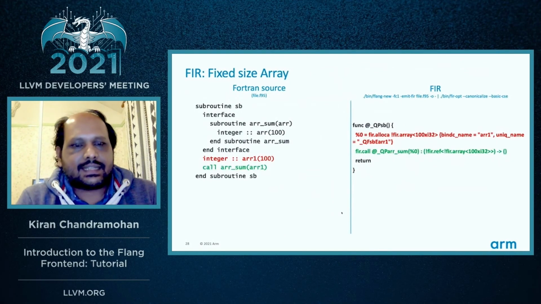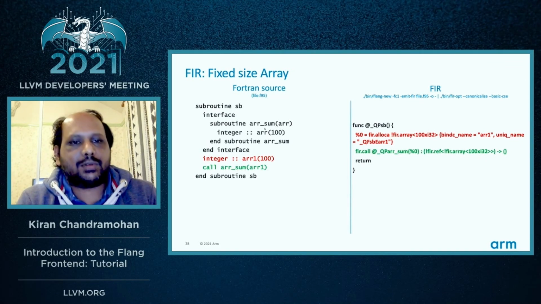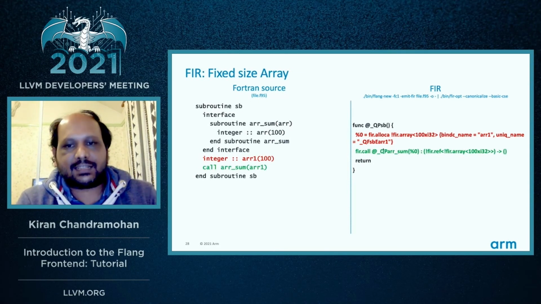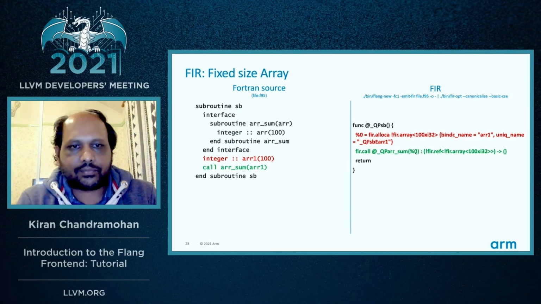What I have on the left-hand side is a subroutine called SB. It's calling a subroutine called arr_sum internally, and the arr_sum subroutine expects an argument ARR, which is an integer array of size 100. On the right-hand side is the FIR corresponding to it. What this FIR shows is that a temporary, a local array was created for ARR1, which is of size 100. And then when you call this function arr_sum, we just pass that array directly.